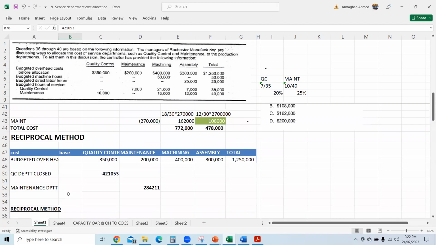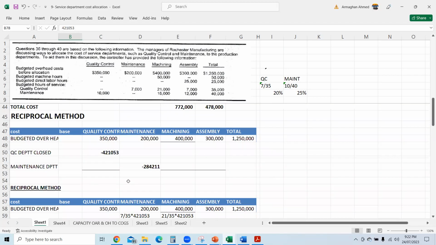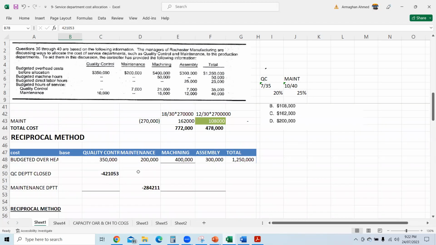Now let's see, we will allocate now. Because of the reciprocal method, we will allocate the cost to each department. So how much QC cost will be allocated to maintenance?